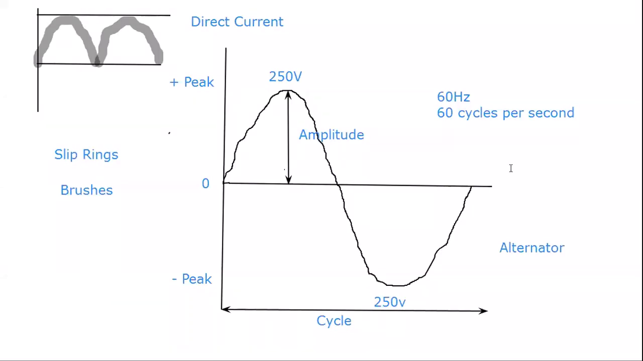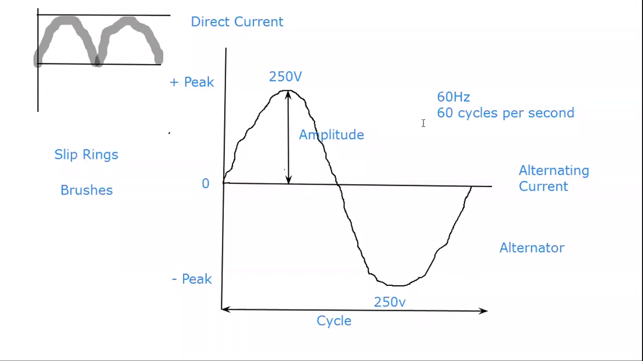So this will now be DC, direct current, because it only flows in one direction and its peak is only on one side. And this over here now is alternating current, because the current flows between positive and negative.